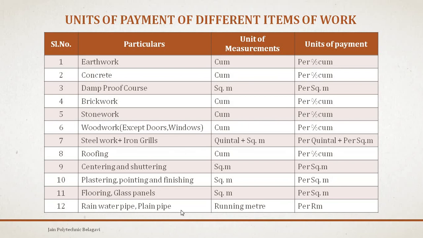For rainwater pipeline and plain pipelines, the unit of measurement is running meter, and the unit of payment is per running meter. For example, running meter means 10 feet of pipeline has so much of rate, say 50 rupees per meter, 60 rupees per meter. So per meter length the rates are finalized.